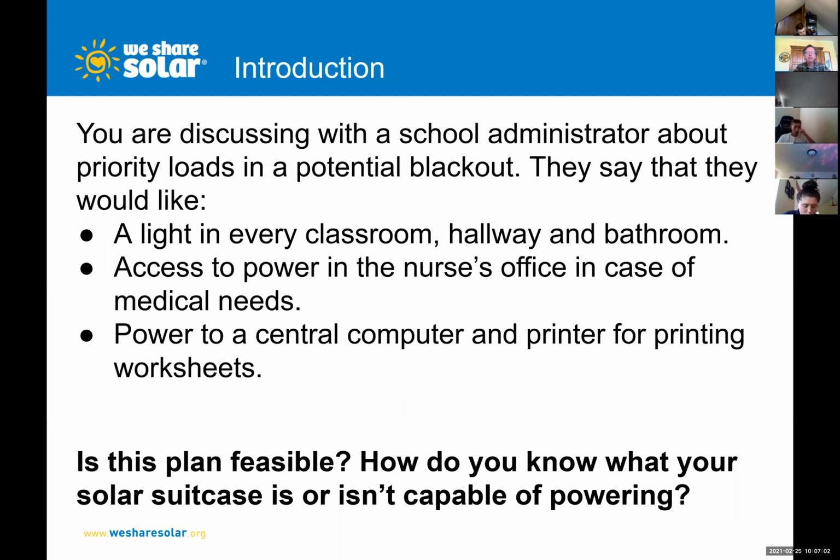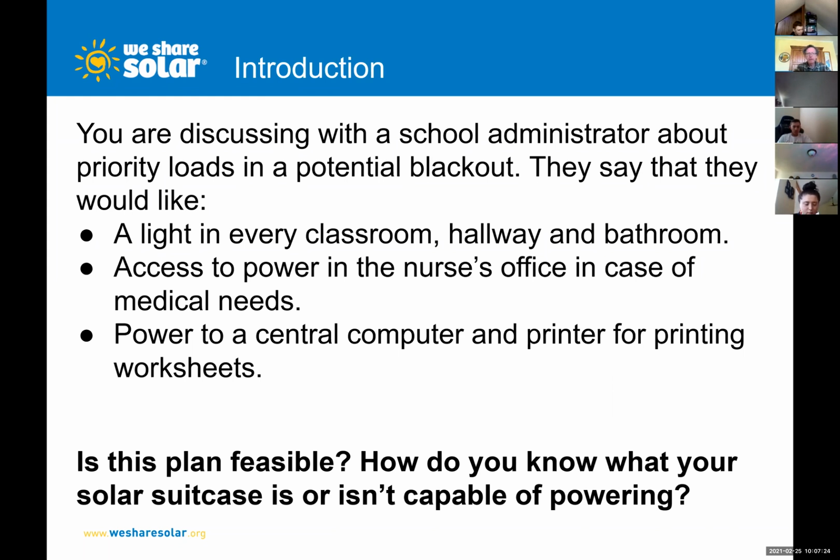They say they want a light in every classroom, hallway, and bathroom, access to power in the nurse's office, and power to a central computer. Is this feasible? It's a great question. What we're going to talk about today is all the things that would let us figure that problem out. I think we're going to figure out problems like this a different day.